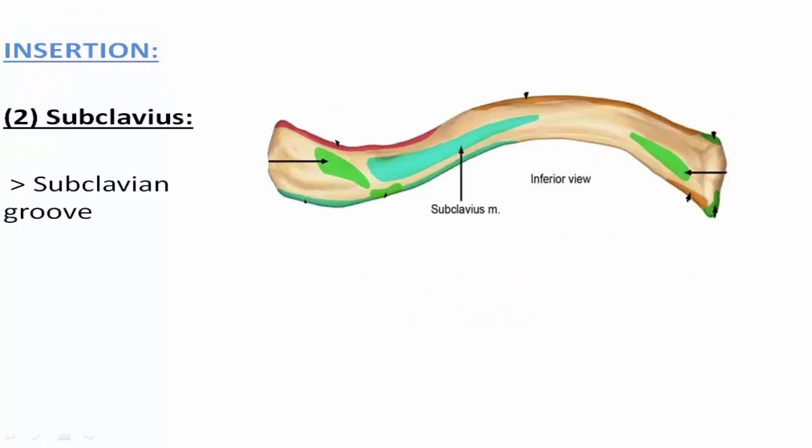Next muscle is subclavius. Between the medial two-third and lateral one-third, there is a center part that is called the shaft or the middle of the clavicle. In the inferior surface of the middle of the shaft, there is a shallow groove which is called subclavian groove, and which gives insertion to the subclavius muscle.